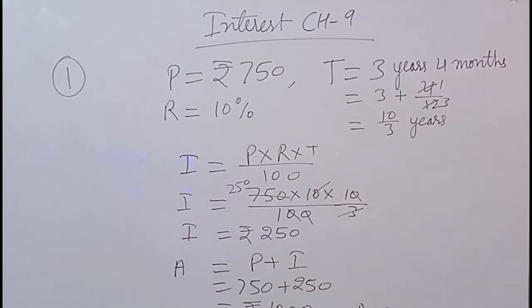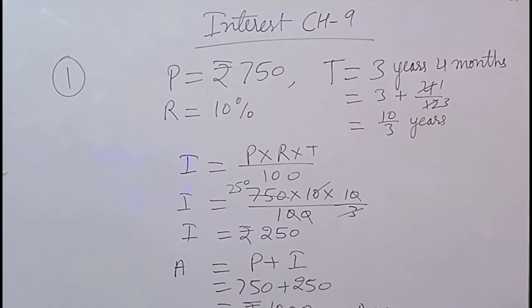Children, I am taking question number 1 of exercise 9A, first part, in which rupees 750 is the principal, time is 3 years 4 months, and the rate of interest is 10%. First we will convert the time, 3 years 4 months, into years. That is 3 plus 4 upon 12, which gives 10 upon 3 years.